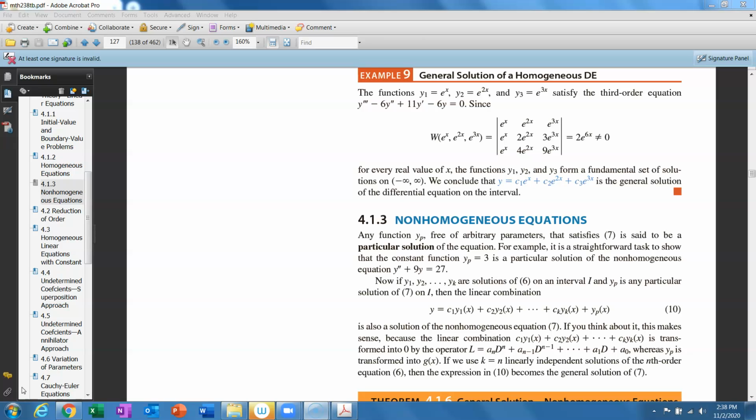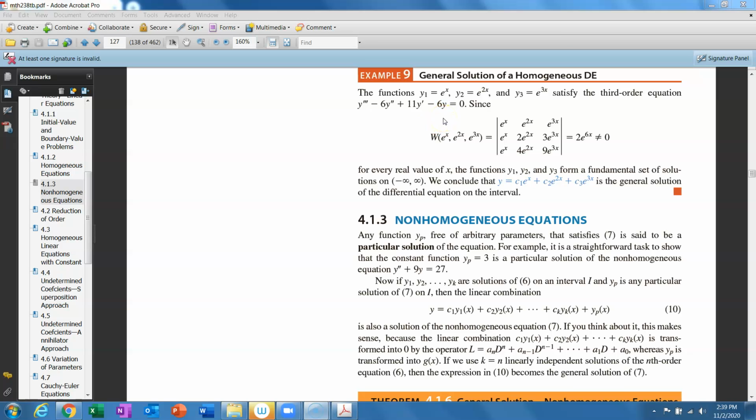All right, here we have example 9 we started out last time. Here's three functions: y1 e to the x, y2 e to the 2x, and y3 e to the 3x. Now they just picked very simple equations like this. There's no reason this one and that one's the same, that two and that two's the same, 3 and 3 are the same. They just happen to name them that way. And they say that satisfied the third order differential equation, and I think we showed that last time.